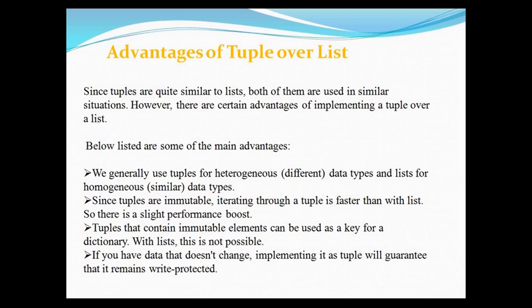Some points I have written here: we generally use tuples for heterogeneous data types, different types of data, whereas lists are for homogeneous data types. But we have discussed that we can use different types of values in a list also.